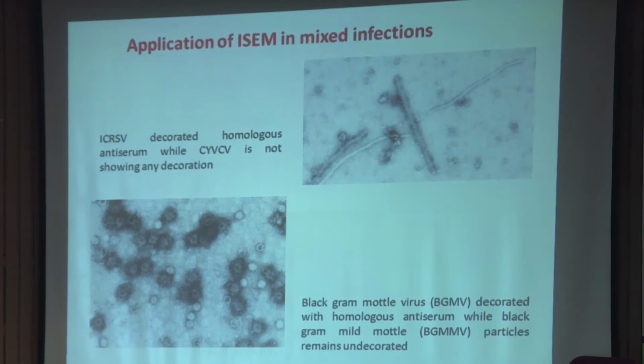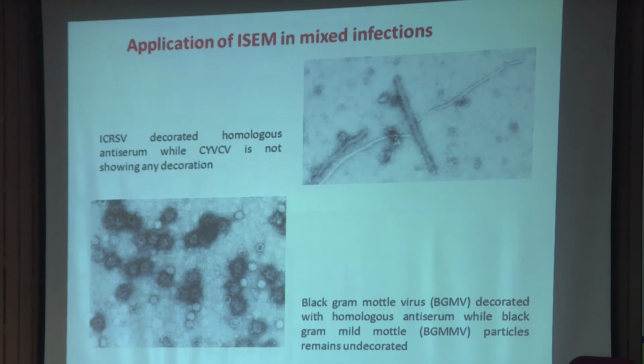Though the morphology is more or less the same, serologically it is different. This way you can differentiate and make the diagnosis. Similarly, in the isometric viruses, black gram mottle virus has isometric particles. We developed the antibody again, and when we did the decoration, some particles were decorated and some remained undecorated. So it means there is a mixture of two viruses.